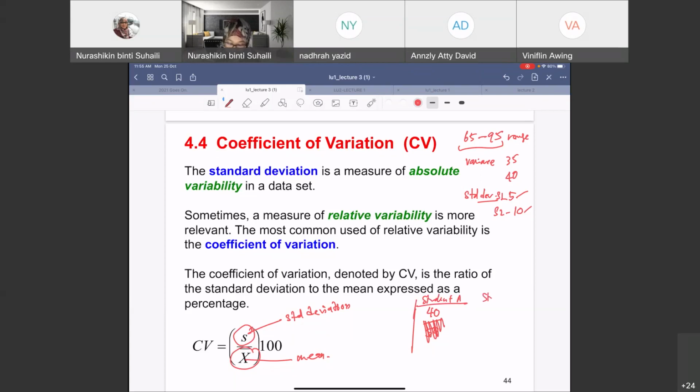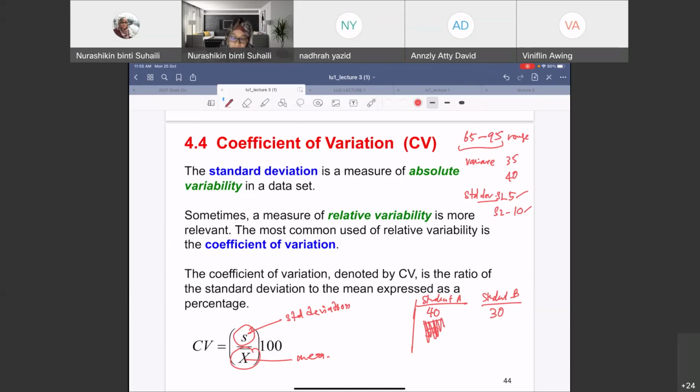Let's say student B got 30. You can compare between A and B. A got much better marks, but that's the only thing you can say. If you only know that student A got 40, you don't have much idea. 40 of what, isn't it?